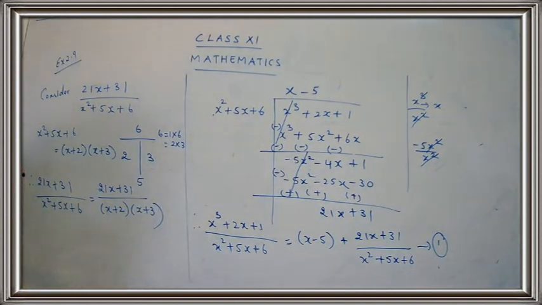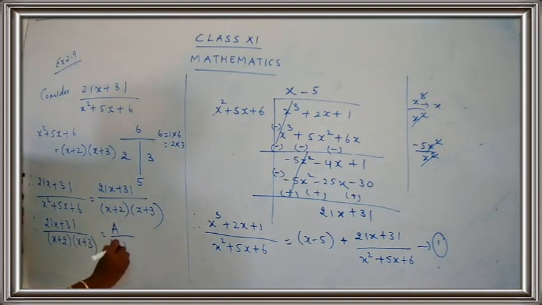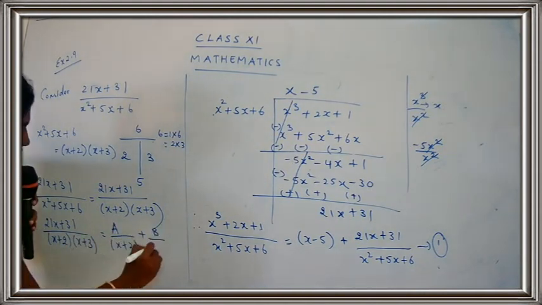So what we have got? 21x + 31 upon (x + 2)(x + 3). Now we are just going to split it using unknown values. Therefore, (21x + 31)/((x + 2)(x + 3)) is equal to, we are going to split the denominator, A/(x + 2) + B/(x + 3).